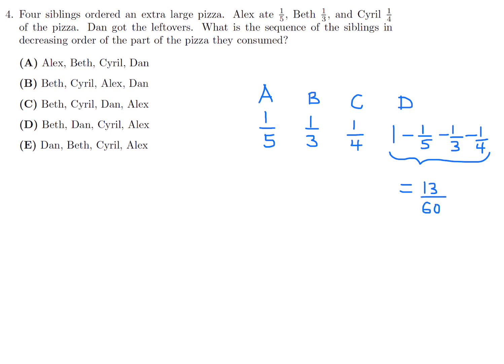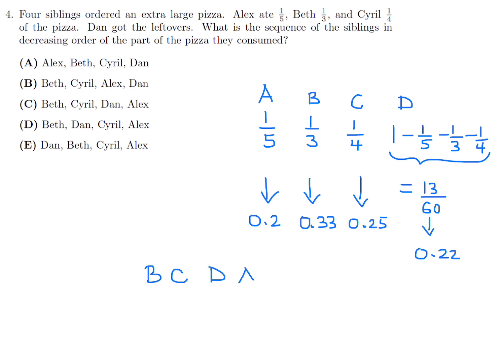So now we have to arrange this in decreasing order. So it's easier when you convert it to decimals. This is 0.2, 1 over 5. 1 over 3 is about 0.33. 1 over 4 is 0.25. And 13 over 60, well, 12 over 60 is exactly 1/5, which is 0.2, so it's a little bit more than 0.2, so maybe 0.22, something like that. All right, so in decreasing order, the largest is going to be B, and then after that, C, and then D, and then A. B, C, D, A. So B, C, D, A is C.